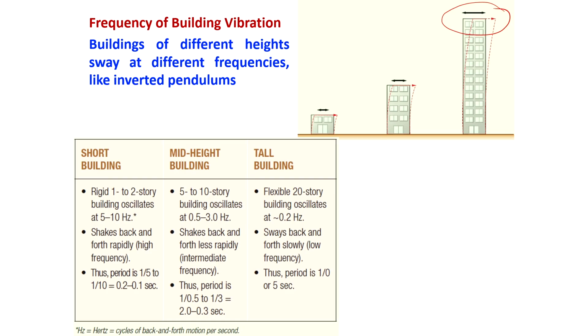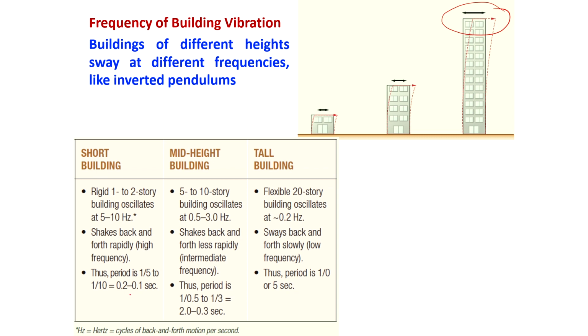Now, this is the chart which has been given here, which shows the shorter buildings, mid height buildings and tall buildings. So, for rigid 1 to 2 story buildings, the oscillation will be 5 to 10 hertz. And this is the cycle of back and forth motion per second. So, this cycle shakes back and forth rapidly, high frequency. The period is 1/5 to 1/10, that is 0.2 to 0.1 second. So, this will be the period for the shorter buildings.